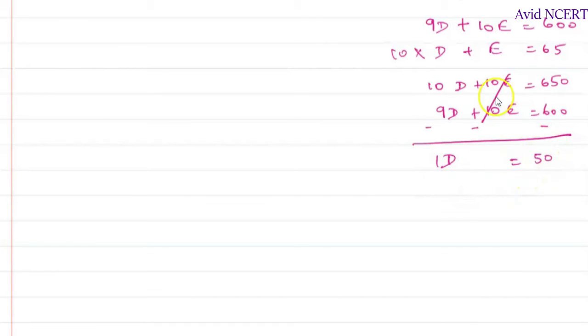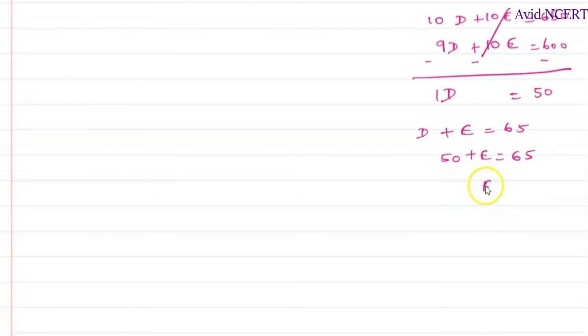Now substitute this D in any of these equations. I am going to substitute in this equation, D plus E equals 65. D is 50, so 50 plus E equals 65. So 50 goes to the other side, which means E equals 65 minus 50, which is 15. So now we know the values of D and E.